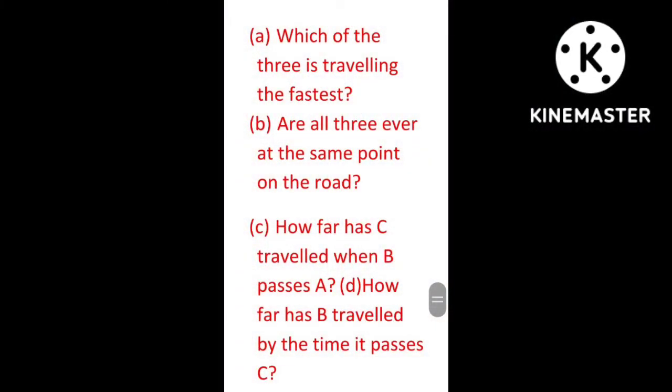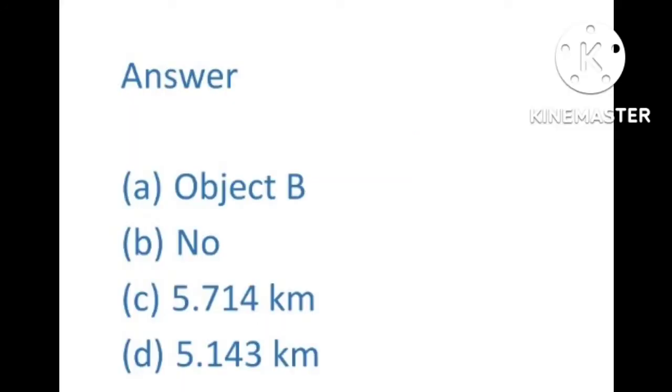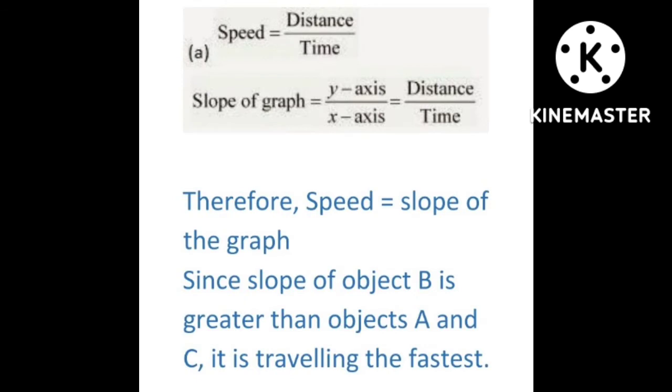The questions are: A. Which of the three is traveling the fastest? B. Are all three ever at the same point on the road? C. How far has C traveled when B passes A? And D. How far has B traveled by the time it passes C? Here the answers are given, but we have to study it in detail so that we can consider the questions one by one. Now we can start with the first question.